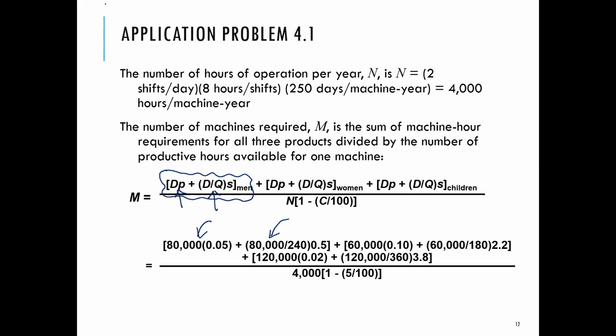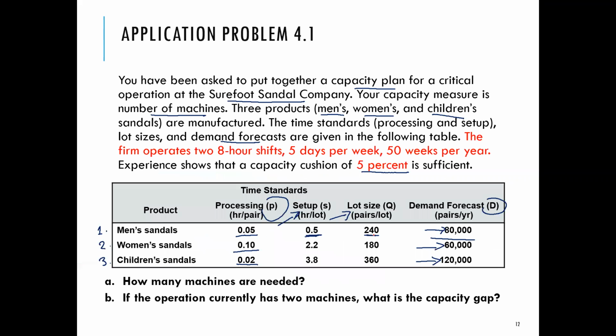And now let me just change the colors if I can. Yes. Then essentially we repeat the same thing for the second product, which is women's sandals. Again, it has two different parts: the time needed to make the product and the time needed to set up the machine to make the product. So essentially it is 60,000, which is the demand for women's sandals, and that is something that we can see in the previous slide. 60,000 is the demand times 0.1. That is the time needed to make the product.